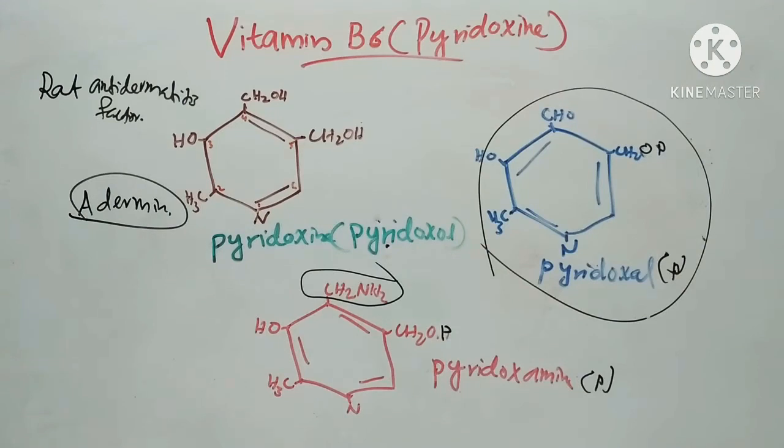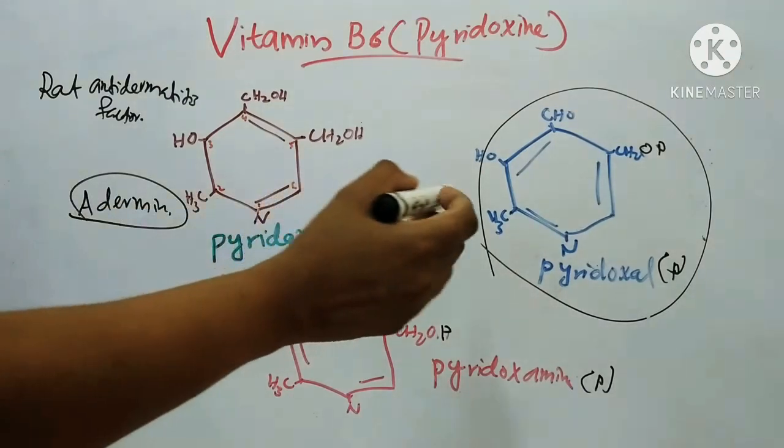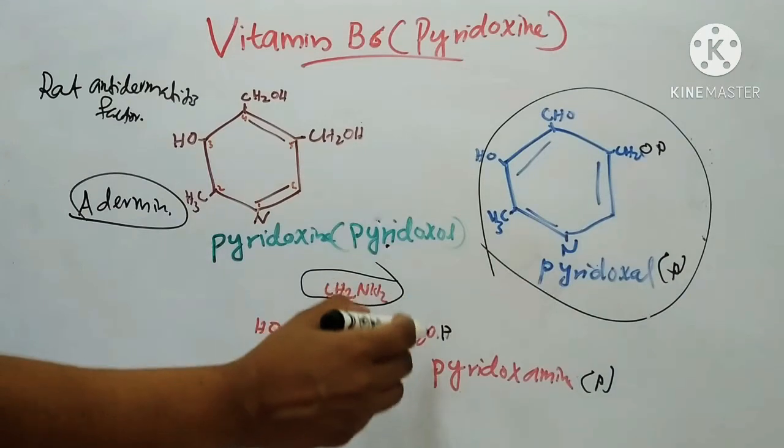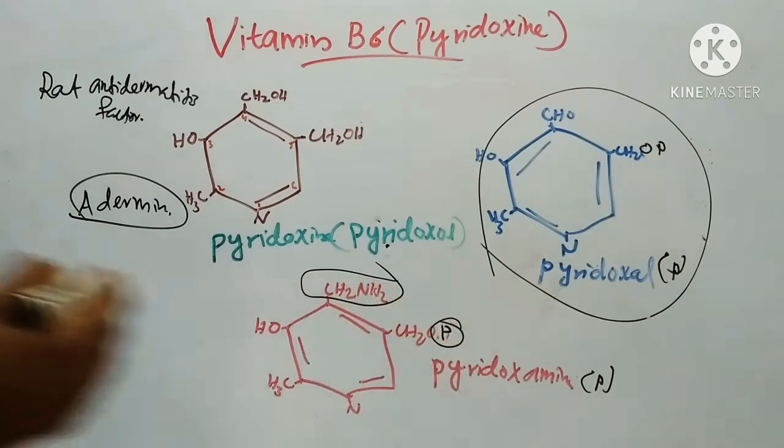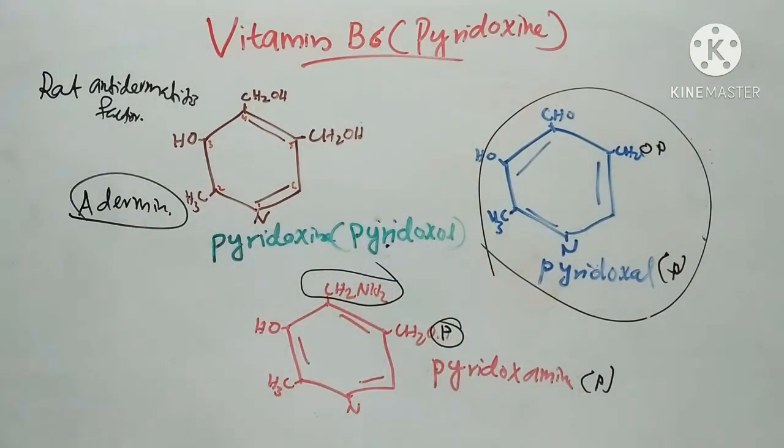That means the active forms are the phosphorylated derivatives. Phosphorylation involves the hydroxymethyl group CH2OH at the 5th position, which is replaced by a phosphate group. So it is at the 5th position in the pyridine ring. These forms occur in nature largely in combination with protein or apoenzyme.